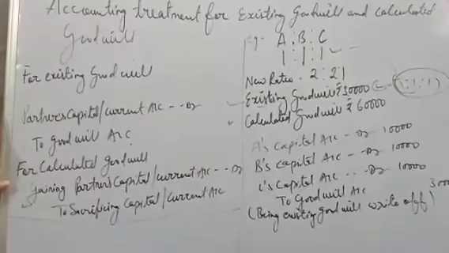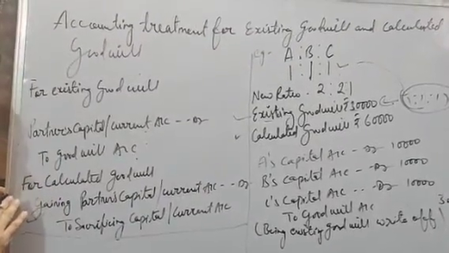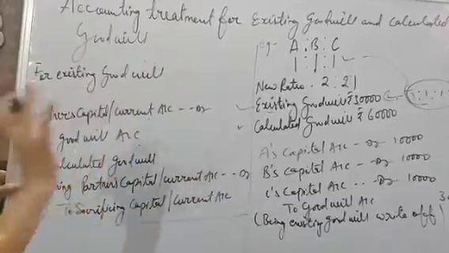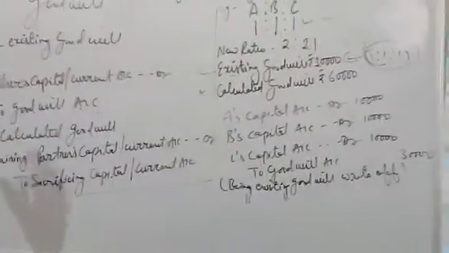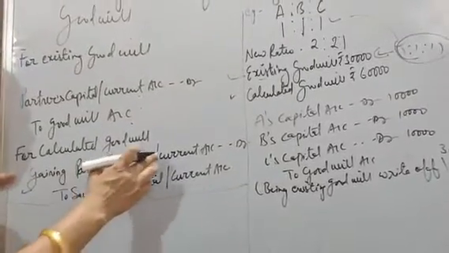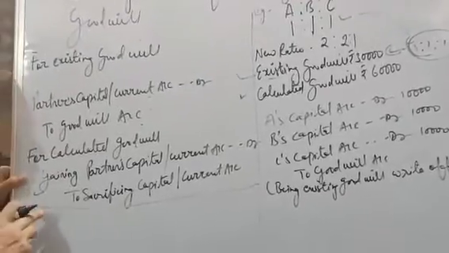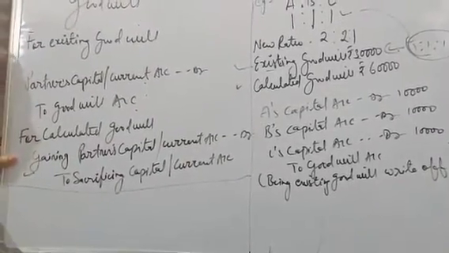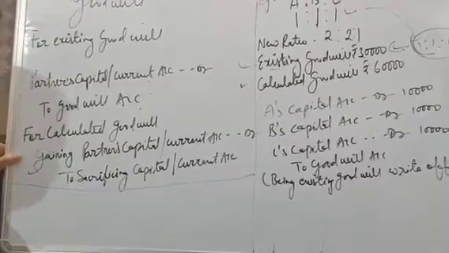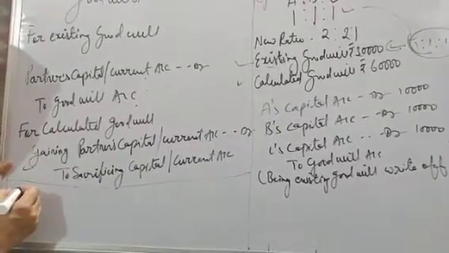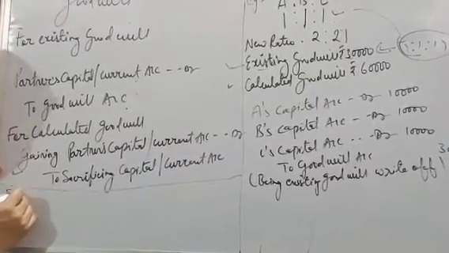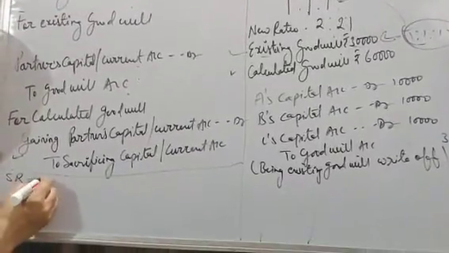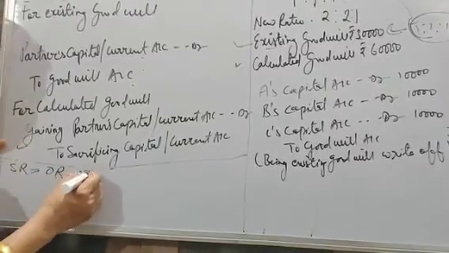Okay. So that is the second part of this question, that here already 60,000 is given, that is you have a new goodwill, calculated goodwill. For that we have to prepare entry gaining partners capital account debit to sacrificing partners capital account. So before preparing this entry we need to calculate sacrificing ratio or gaining ratio. So already you know the formula, we are calculating here sacrificing ratio. For sacrificing ratio, formula is old ratio minus new ratio.